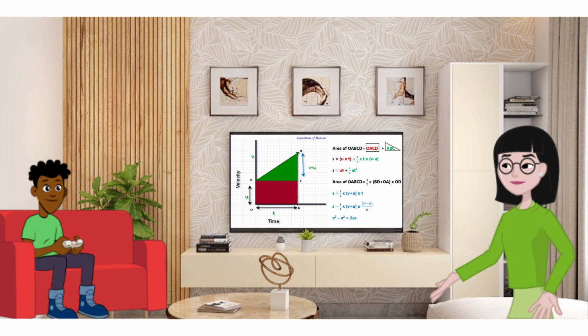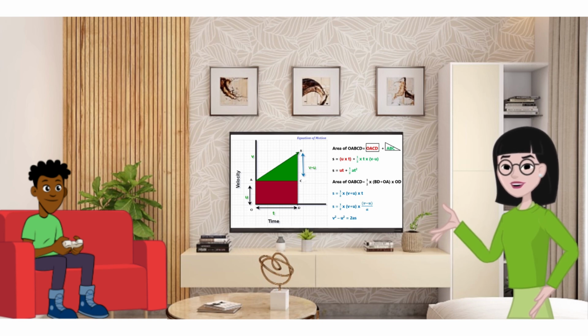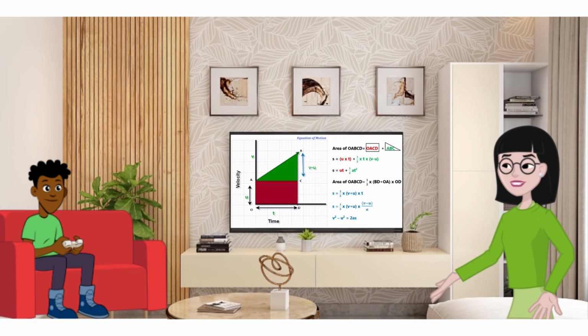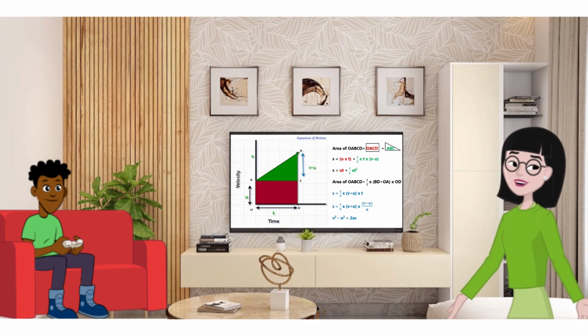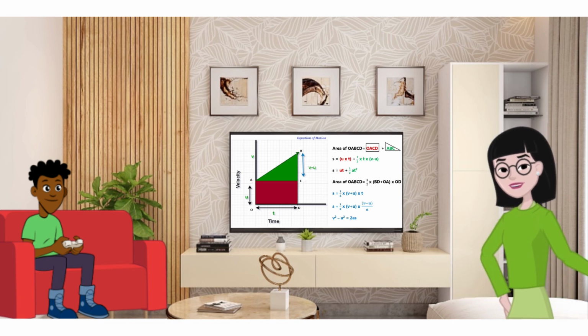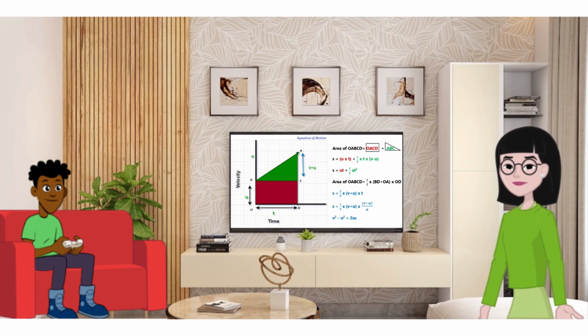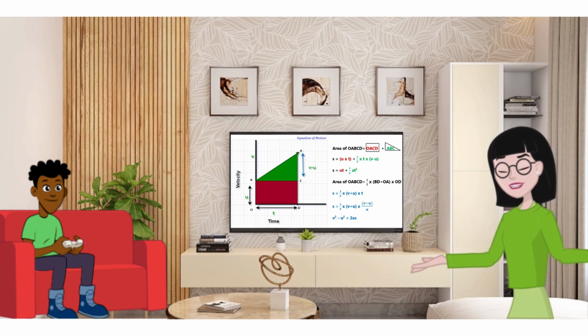As per the given diagram, the area of the red rectangle will be length into breadth, that is u t, and the area of the green triangle will be half into base into height, which will be equal to half into base, that is t, into height, that is v minus u. Now since v is equal to u plus a t, therefore v minus u can be written as a t. Thus, the area of the green triangle will be half into t into a t, or we can say half a t square. Therefore, the total area will be u t plus half a t square, which is equal to the displacement.